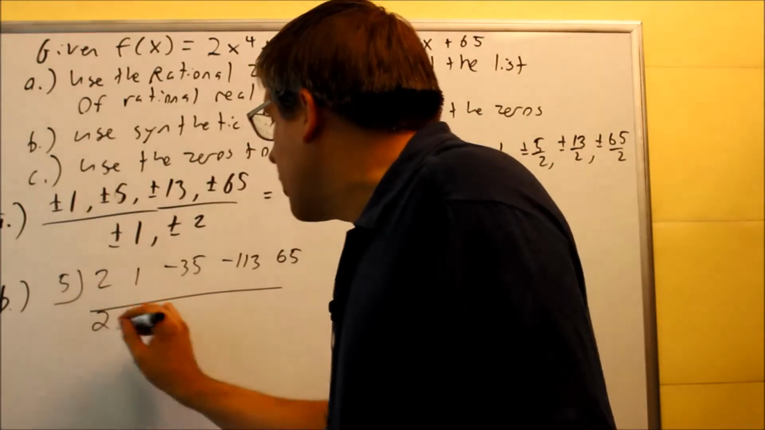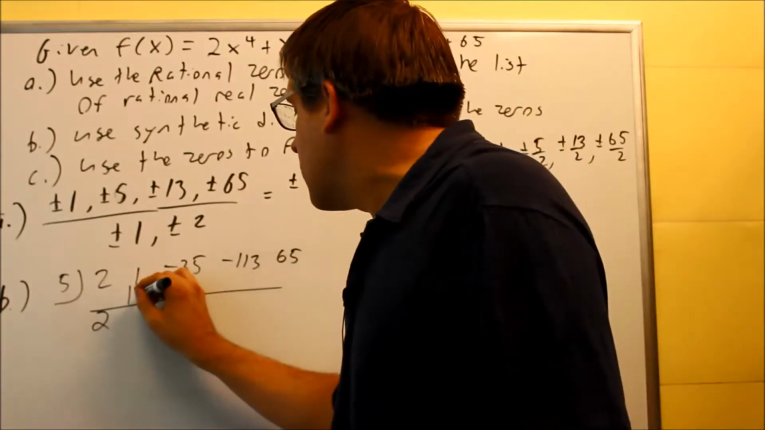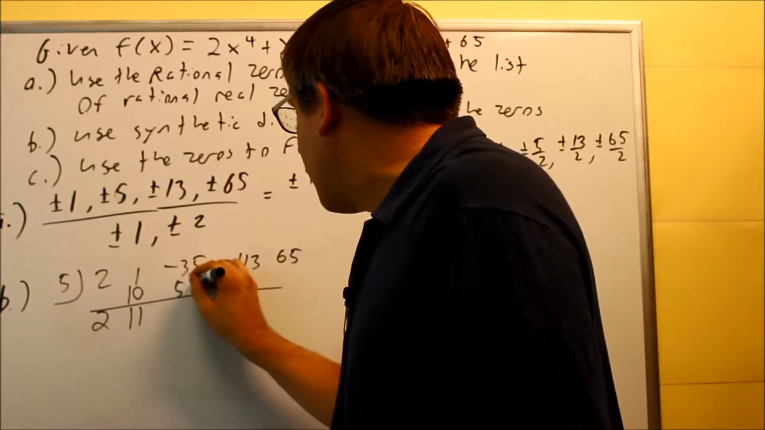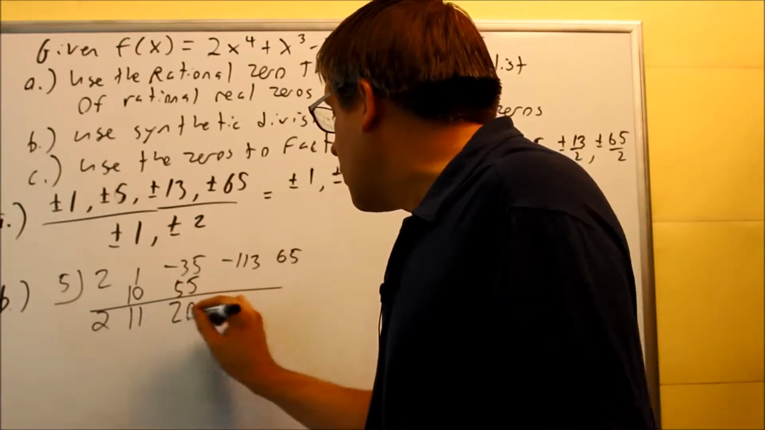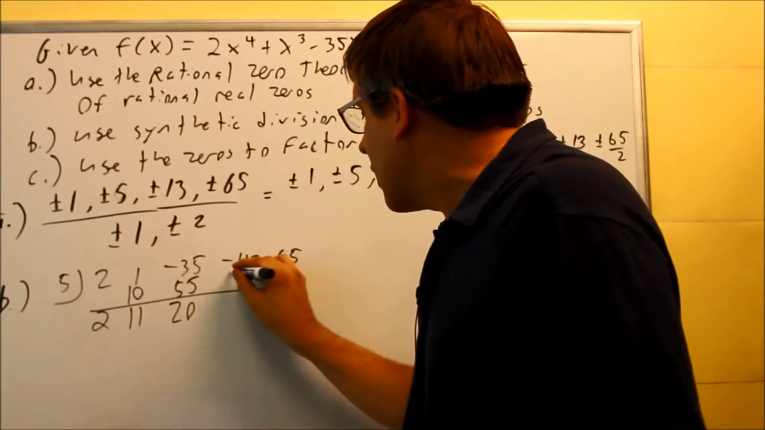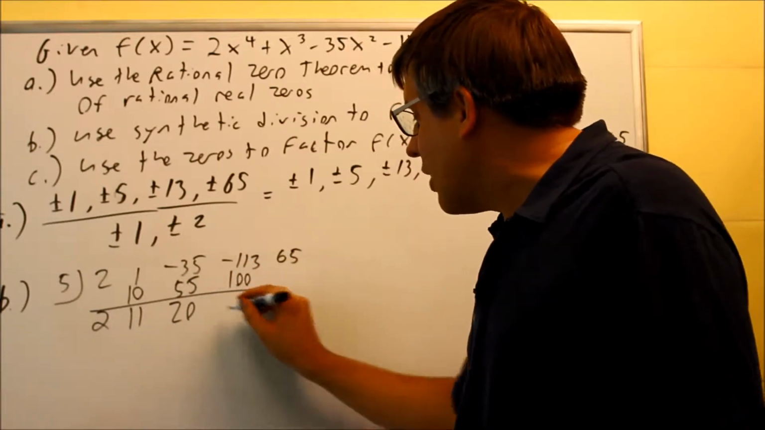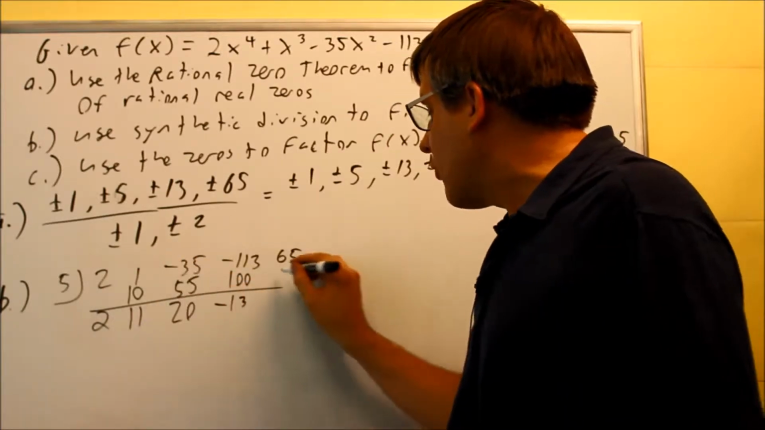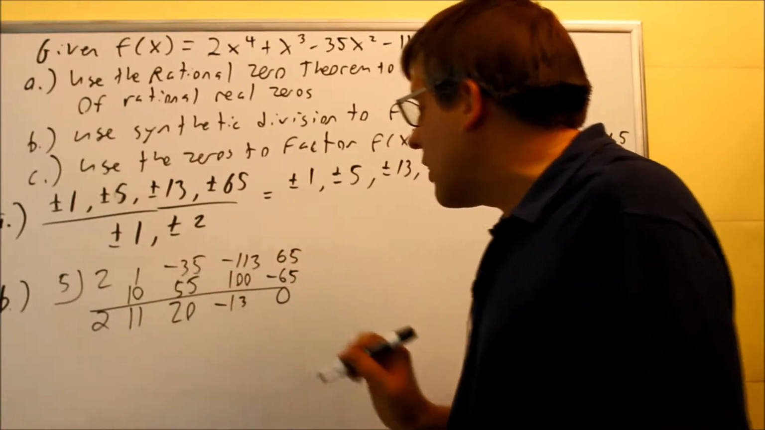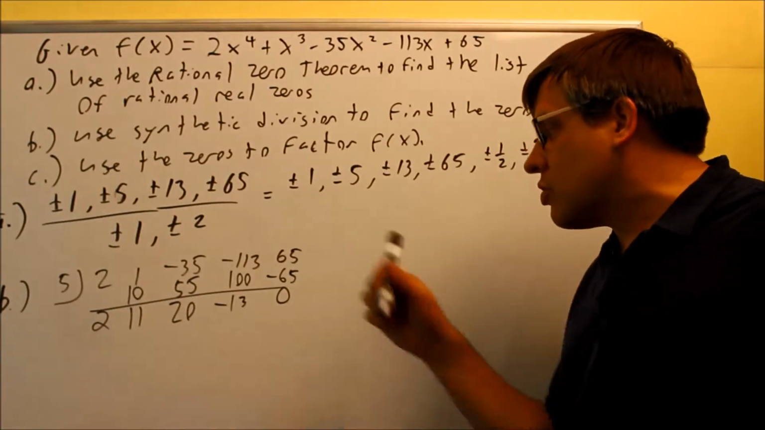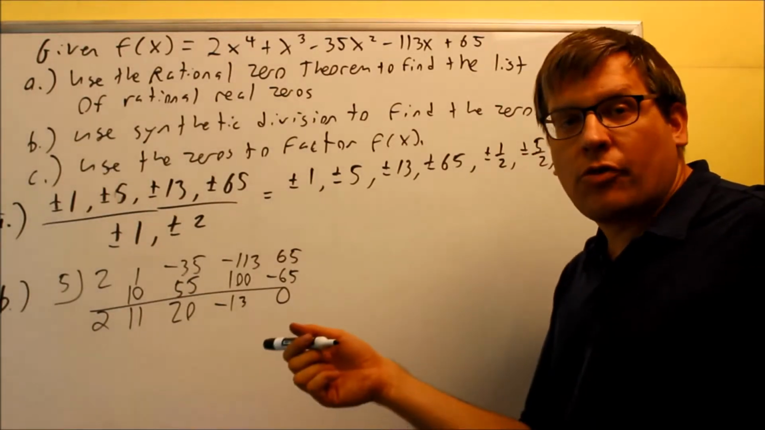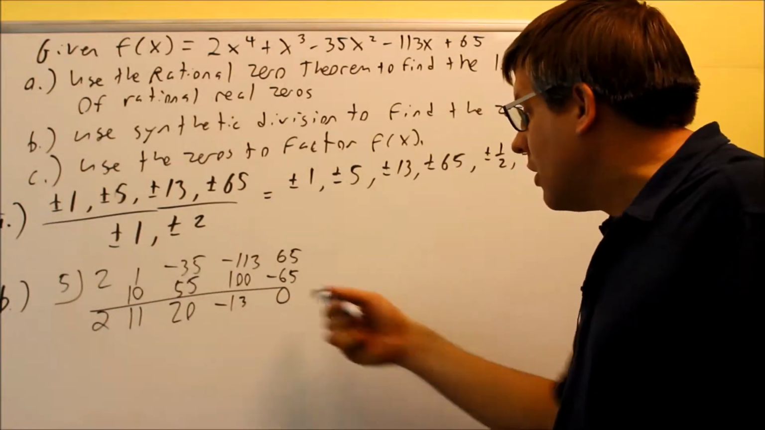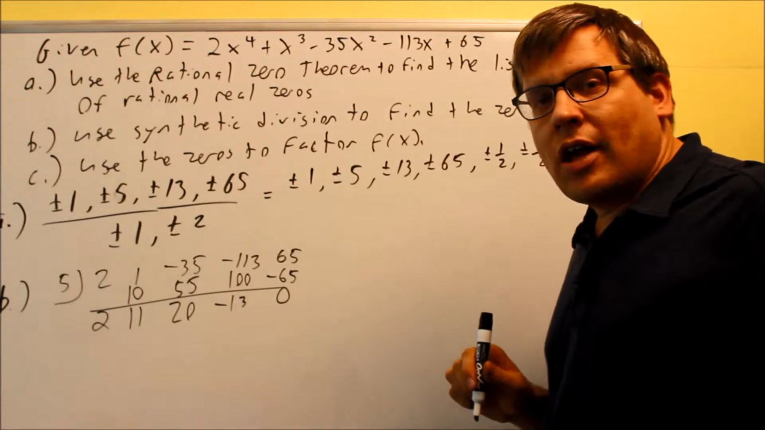We bring the 2 down. Multiply those, you get 10. If you add it together, you get 11. Multiply these, you're going to get 55. If we add that together, we get 20. Multiply that, it's going to be 100. Add it together, negative 13. And when you multiply negative 13 times 5, you get negative 65. When you add it together, we get a 0. We should expect to get a 0, because if we see the graph crossing at 5, then we know for sure that's an x-intercept. We should get a 0 as remainder.